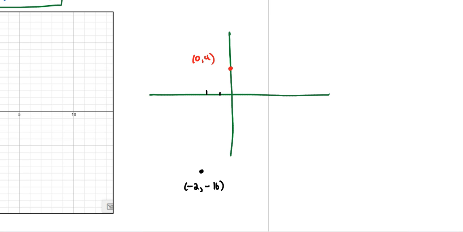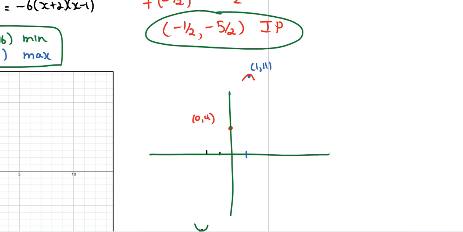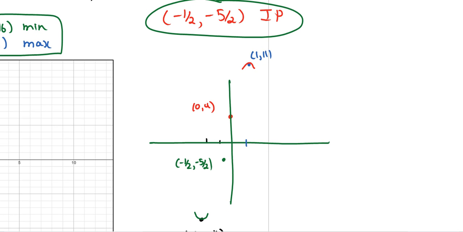If I have a min, then my graph is going to behave like that. I also have a maximum at the point 1 comma 11, maybe somewhere over here, and since I have a max, my graph is going to look like this. I also have an inflection point at negative 1/2 comma negative 5 over 2, somewhere maybe over here. That's my inflection point. Once I have all those points, let me erase them and connect the dots to get a basic sketch.